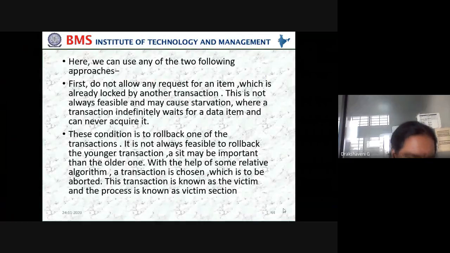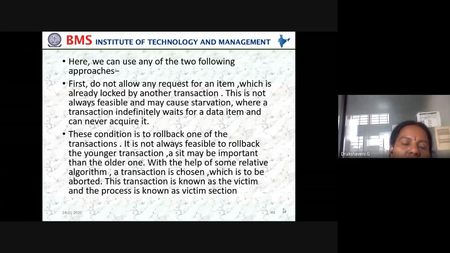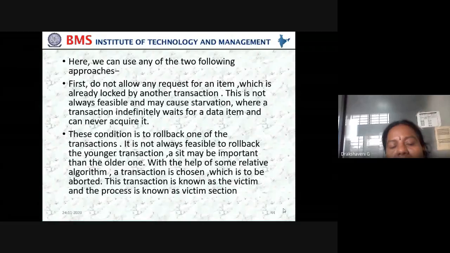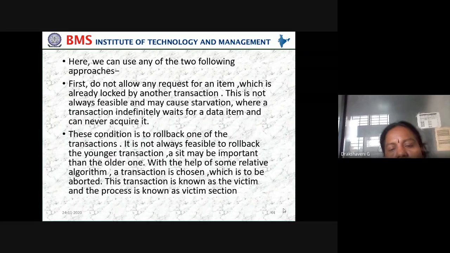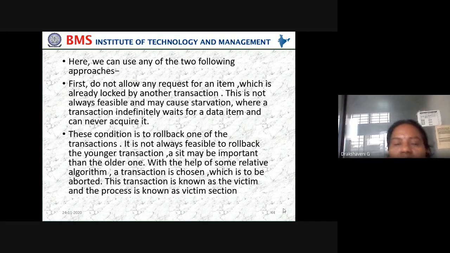So these are the two approaches, where the second is to roll back one of the transactions. It is not always feasible to roll back, as the younger transaction may be more important than the older one. With the help of some relative algorithm, a transaction is chosen which is to be aborted. This transaction is known as a victim, and the process is known as victim selection. So this is how we try to solve the deadlock.